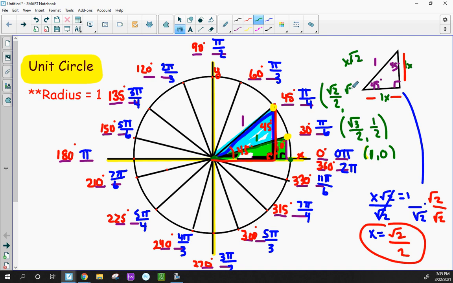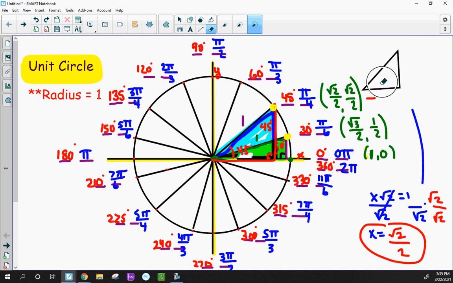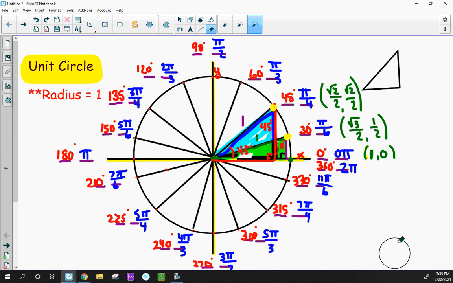And again, those patterns that show up in special right triangles exist inside the circles, and that's the reason I'm taking time and videoing this for those of you that are at home, so you understand where it came from.